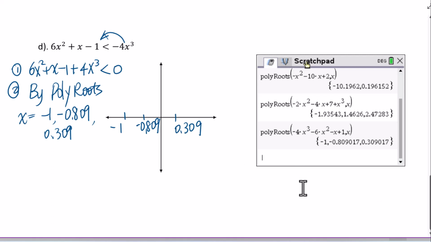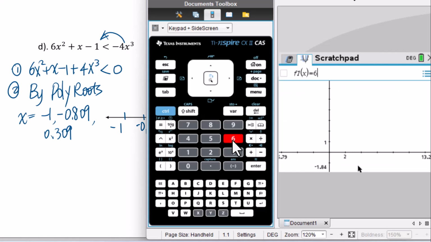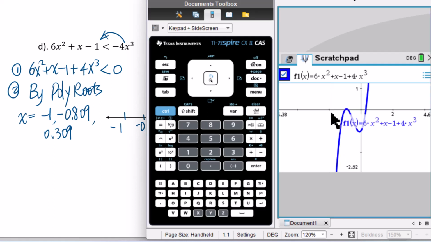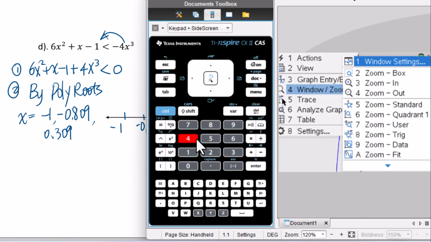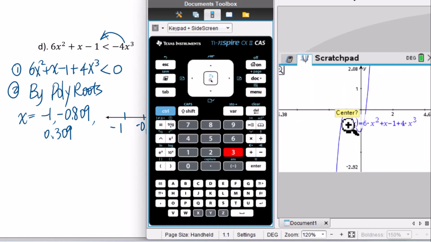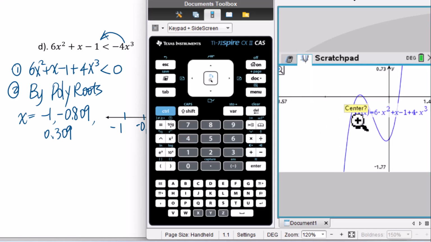Then we graph this polynomial function: 6x squared plus x minus 1 plus 4x to the third power, enter. Graph here is not that clear. So go to menu, 4, zoom in. You could see the graph like this.